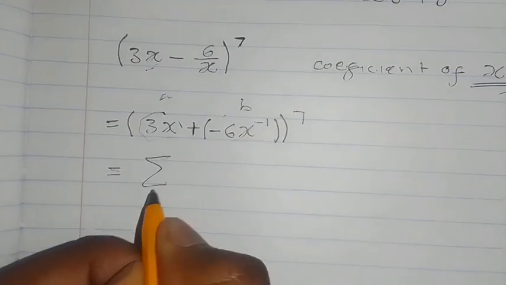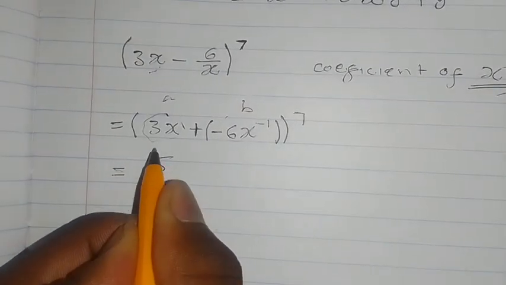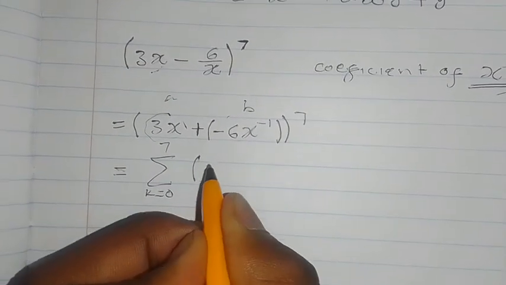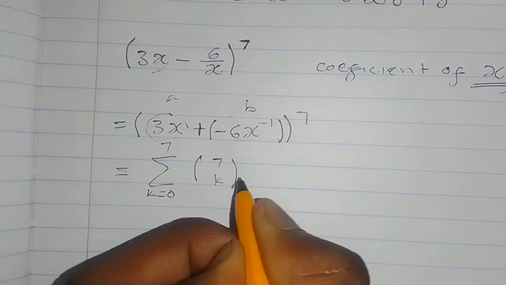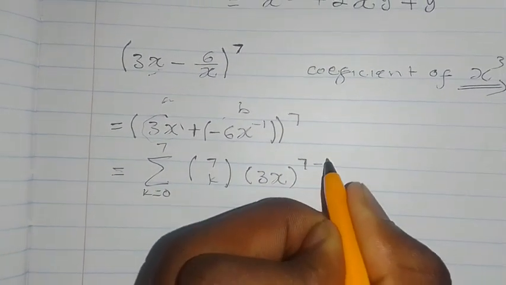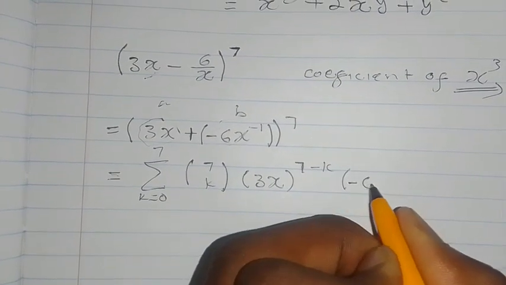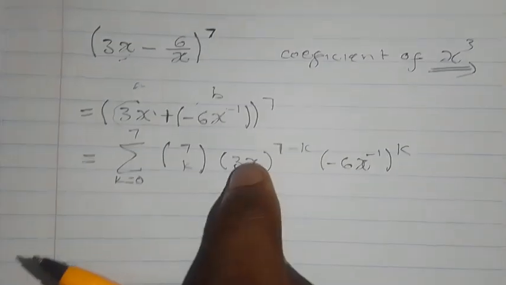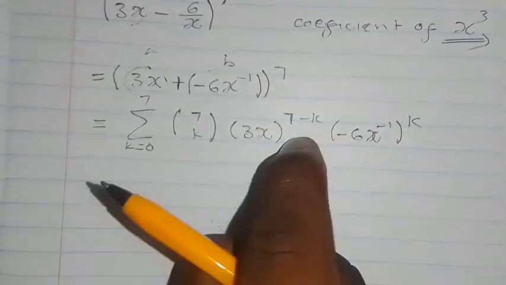Then we're just going to have the sum from k equals 0 to k equals n, which is 7. And then we're going to have 7 combination k, and then 3x to the power of 7 minus k, multiplied by minus 6 x to the power minus 1, all to the power of k. But now notice that we have x and x. We need to group these x's together.